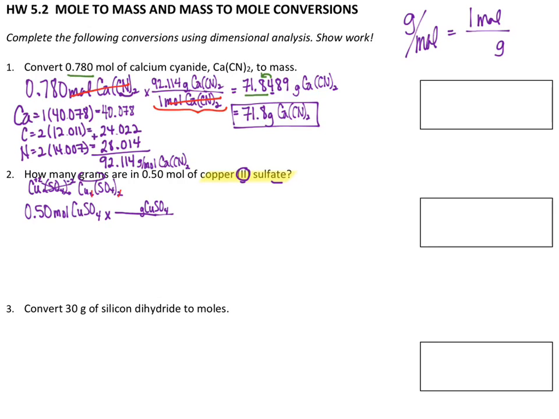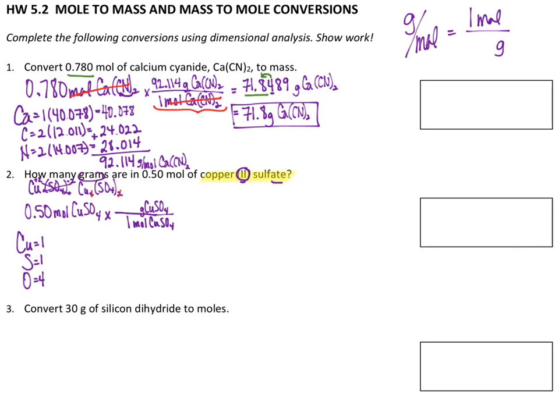And we know that 1 mole of anything will equal the mass of that compound. So now, because I have grams over mole or mole over gram, it means I have to calculate molar mass. And so again, I'm going to separate my elements. I have Cu, I only have 1. Sulfur, I only have 1. And oxygen, I have 4.